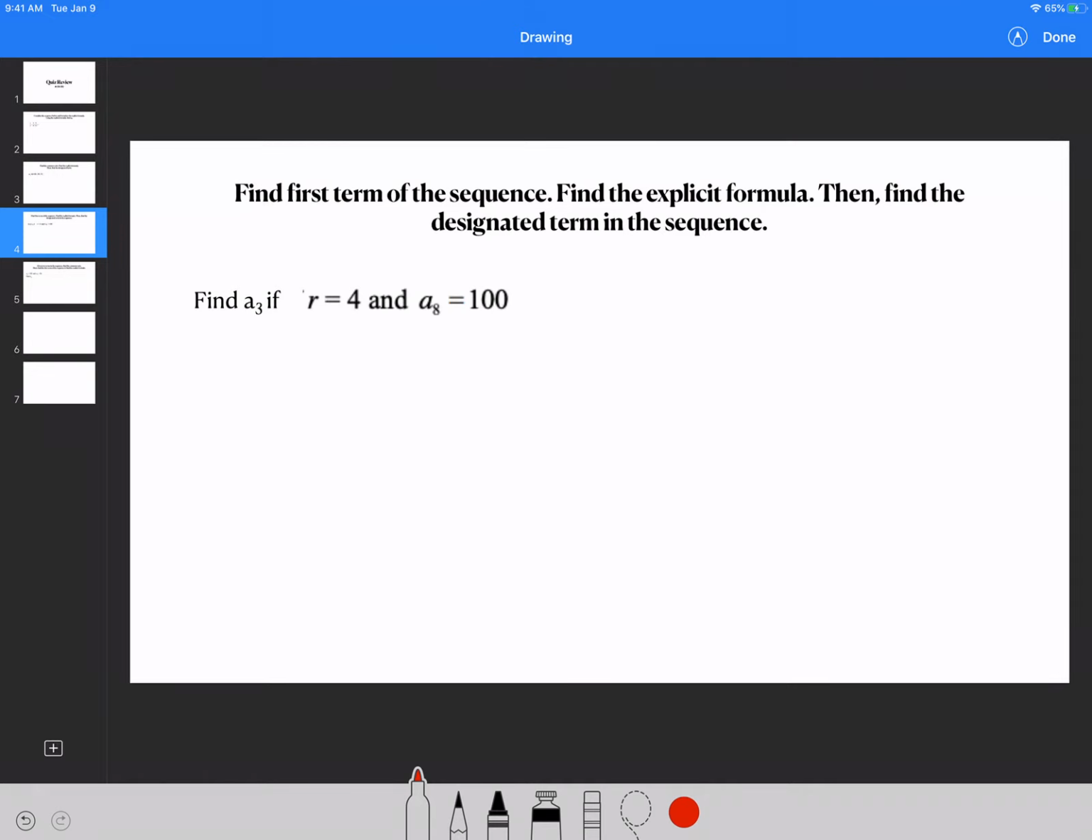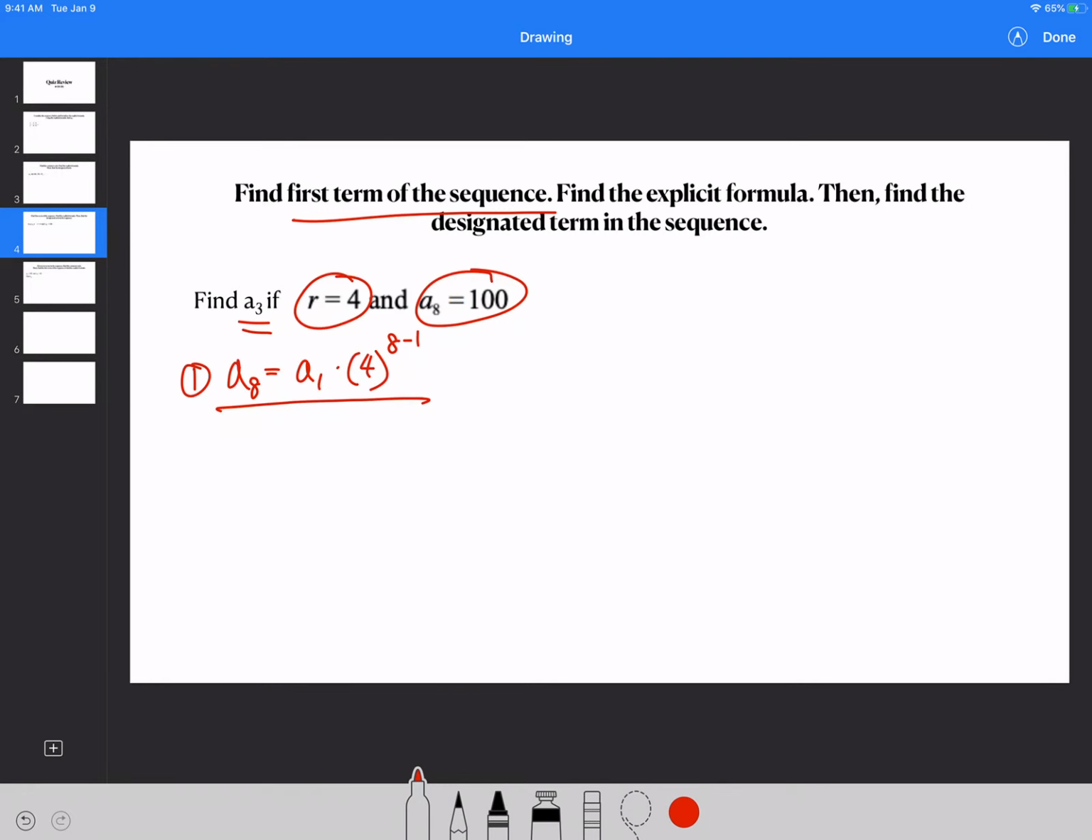Find the first term of the sequence, find the explicit formula, and then find the designated term in the sequence. So in these questions, they ask you to find the designated term, but they give you the common ratio and they give you a random term in the sequence. So it's not always going to be the first term. So my first job is to actually go back and find it. To find the first term of the sequence, I have to be utilizing my explicit formula, which is a sub 8 is equal to a sub 1 times the common ratio 4 to the power of 8 minus 1.